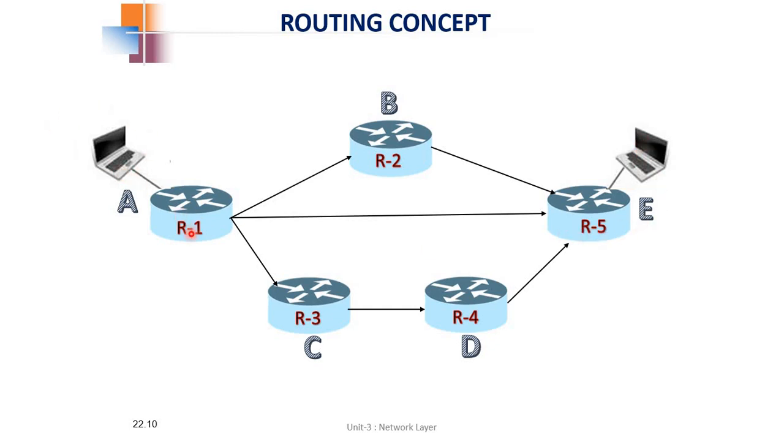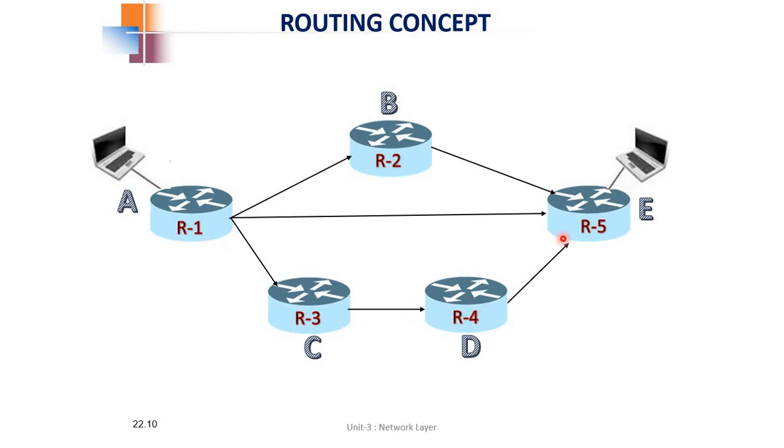So device E is connected to router R5 and device A is connected to router R1. Now device A generates the data and transfers the packets to router R1. Now the packets are standing in router R1. From R1 to R5, there are 3 different routes. R1 to R2 to R5 is route 1. R1 to R5 we have a direct connection, that is route 2. R1 to R3 to R4 to R5 is the other route, that is route 3.